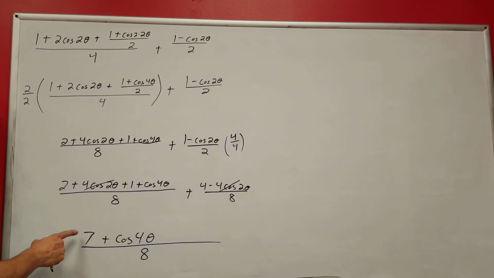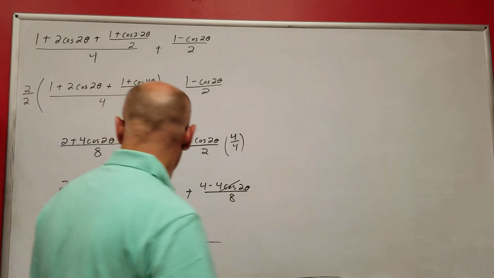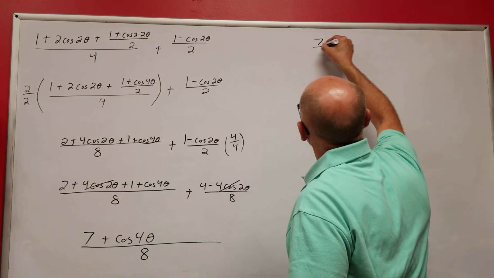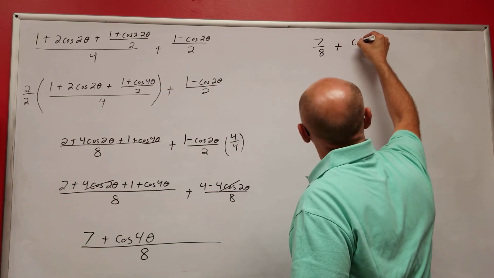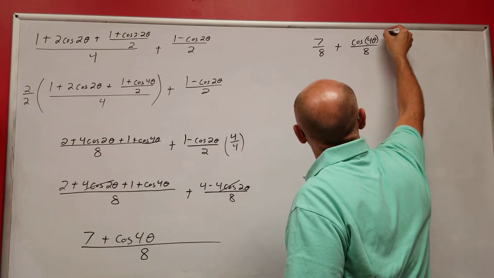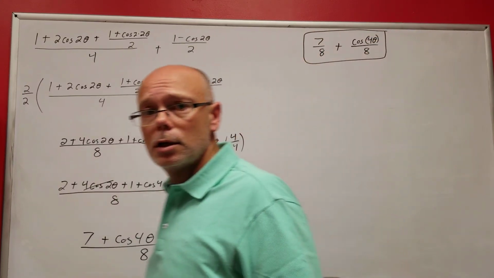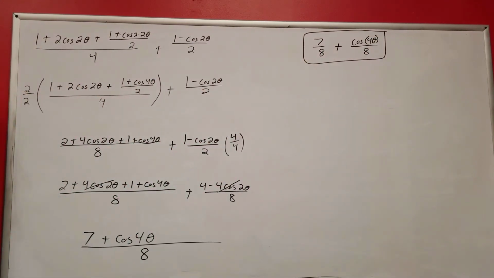Now I can break this up. I can say that's 7 over 8 plus cosine of 4 theta over 8. So I'm going to say 7 over 8 plus the cosine of 4 theta over 8. Now, it's in terms of a cosine to the first. No more signs in there, no more cosine squares, and so forth.